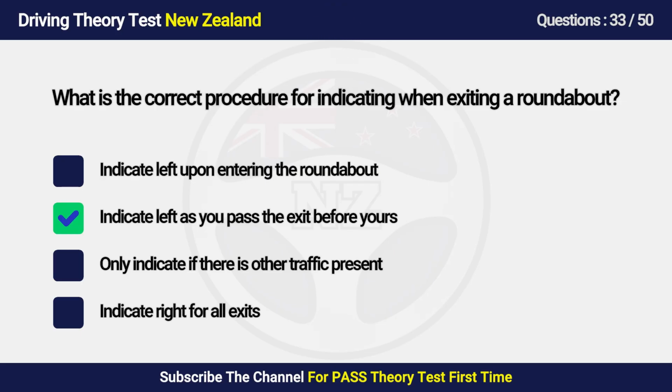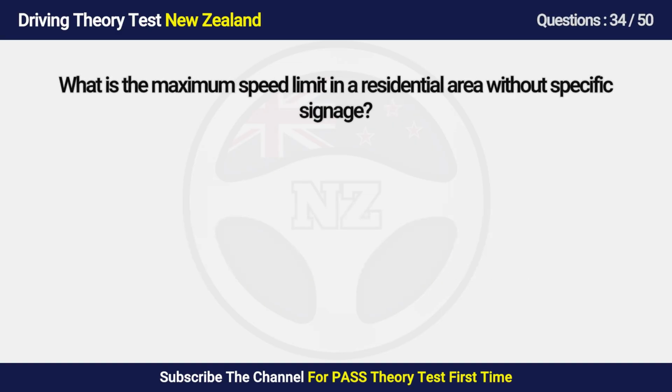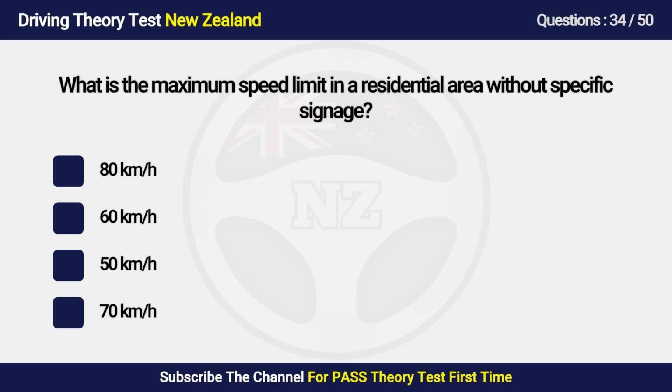Answer is B. Indicate left as you pass the exit before yours. When exiting a roundabout, you should indicate left as you pass the exit immediately before the one you intend to take. This signals your intention to other road users. Question 34. What is the maximum speed limit in a residential area without specific signage?